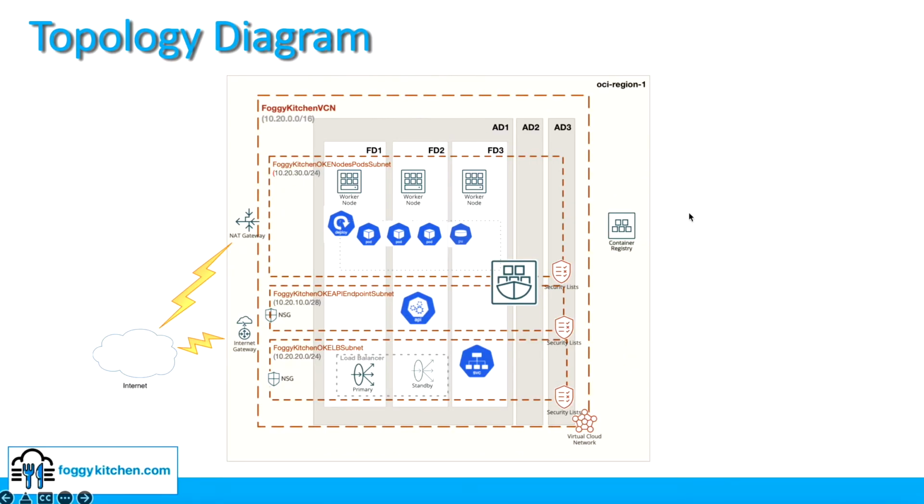Okay, here is our topology diagram. As you can see, within one region, we will have one VCN, and our Kubernetes cluster will be deployed in 3 subnets. For the purpose of worker nodes and our deployments, we will have one private subnet. We will have an additional subnet for the OCI API endpoint, and of course, a publicly visible subnet for the load balancer.